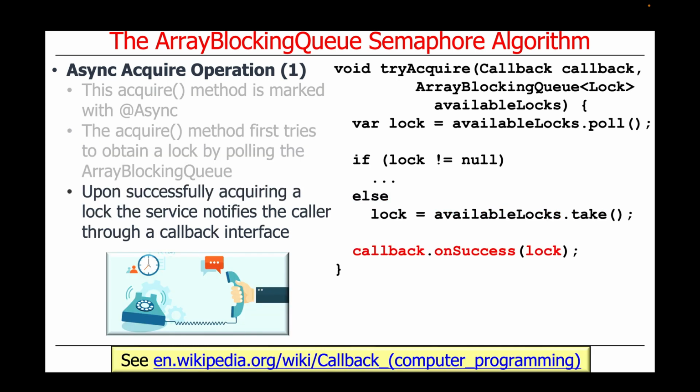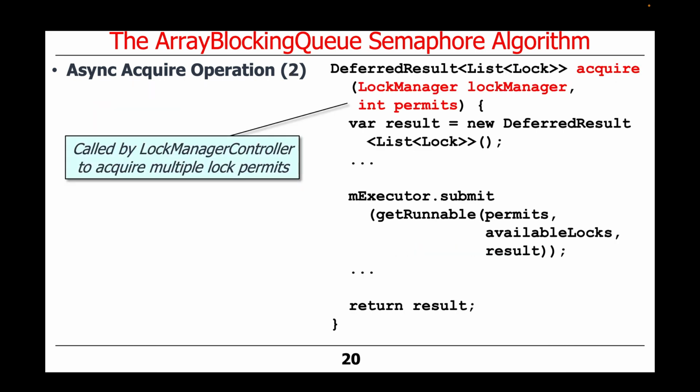In any event, whether we got it right away through non-blocking or we had to wait, after we have successfully acquired the lock, we notify the caller using this callback interface, saying we have succeeded in acquiring the lock. That will then trigger the underlying Spring framework to send back that lock as the result for that deferred request back to the client.